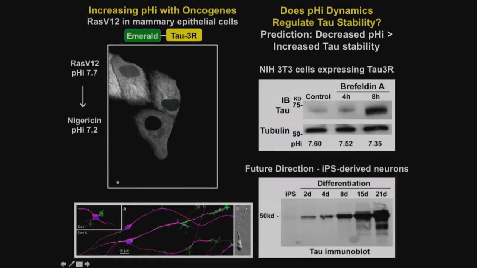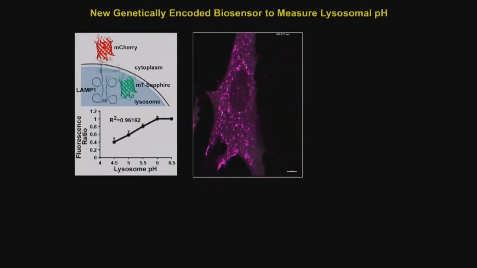I'm going to skip for this. We're starting to do this with endogenous tau and using iPS-derived neurons, as shown here. We've stained these for microtubules in pink and for actin in green, and we can show that tau comes on expression with differentiation. And this is my last slide, and this is a new direction we're very excited about.